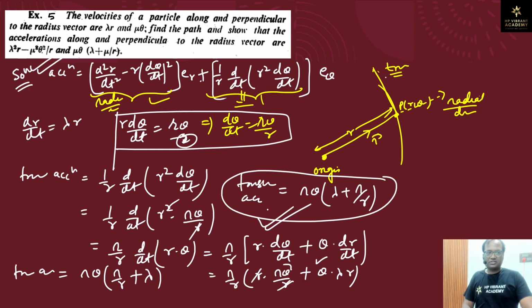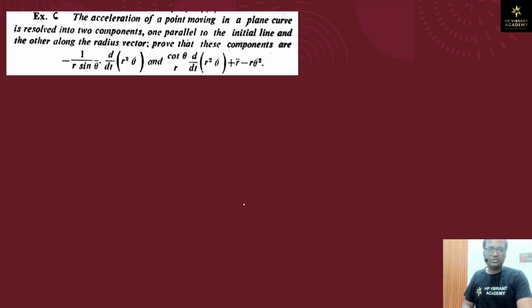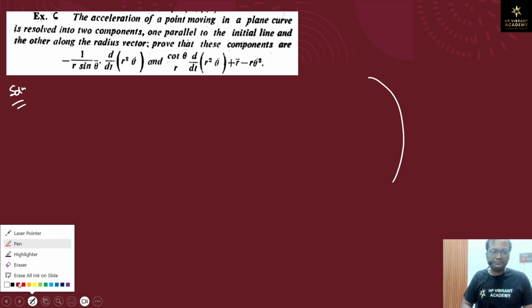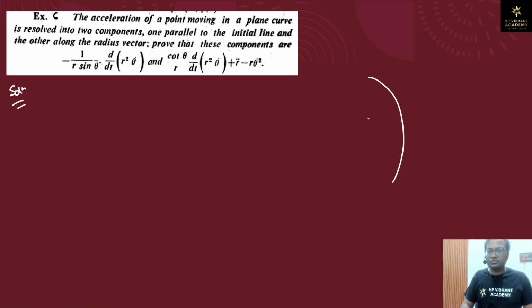So let us discuss question number 6. The acceleration of a point moving in a plane curve. So let us take a point P. This is our point P. Let us take this as the origin. This is our point P. This is our initial line.